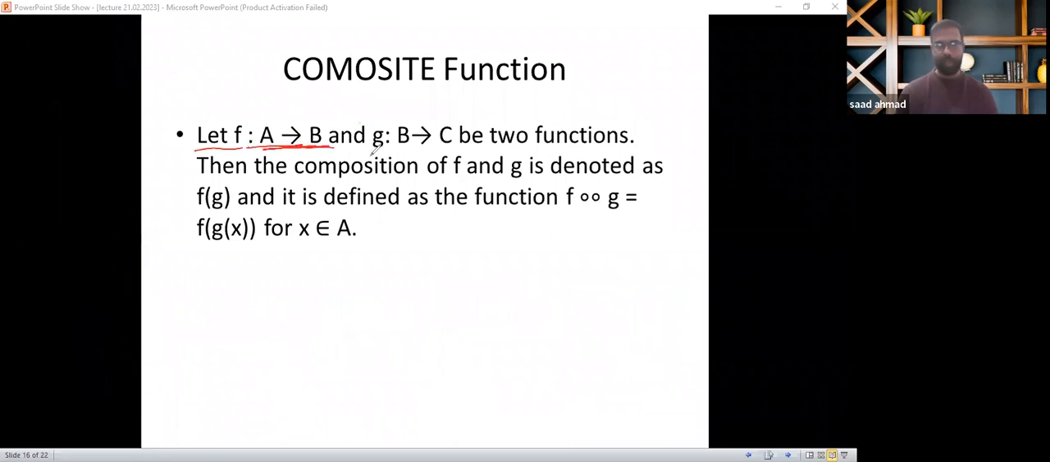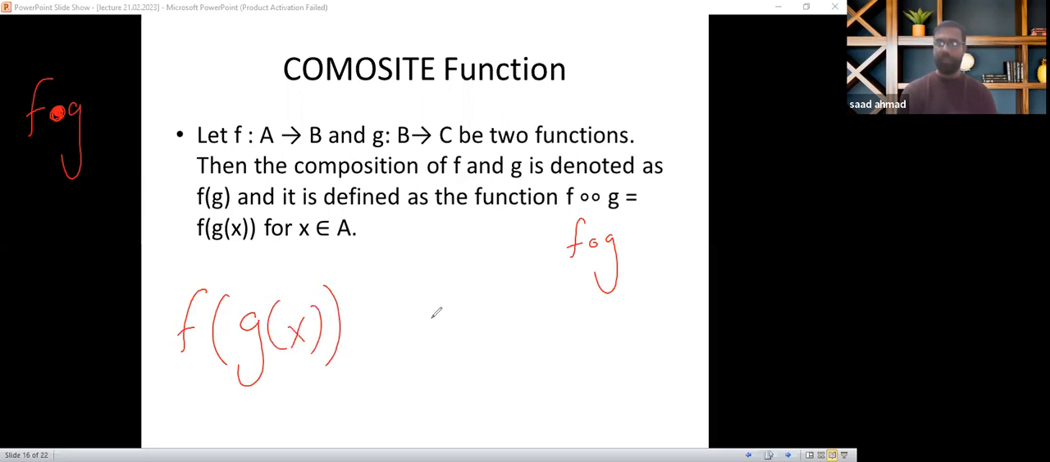So, let f: A to B and g: B to C be two functions. We have two functions, F and G. Then the composition of F and G is denoted as F of G. And whatever the variable we have, if the variable is X, you can write it as f∘g, not O but a small circle like that, which is read as F of G. So it's read as F, where the input of F is the function G. And X belongs to A, whatever the domain is, X belongs to the inputs.